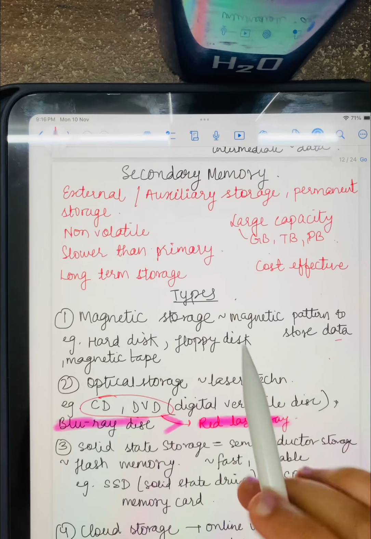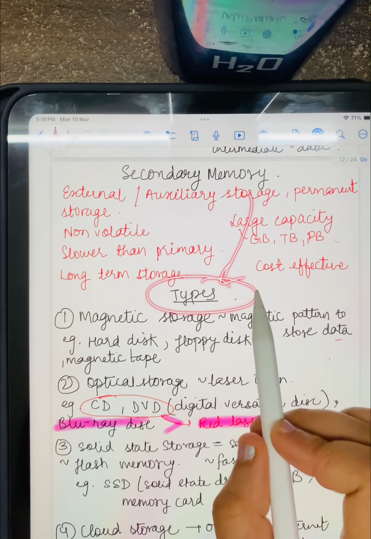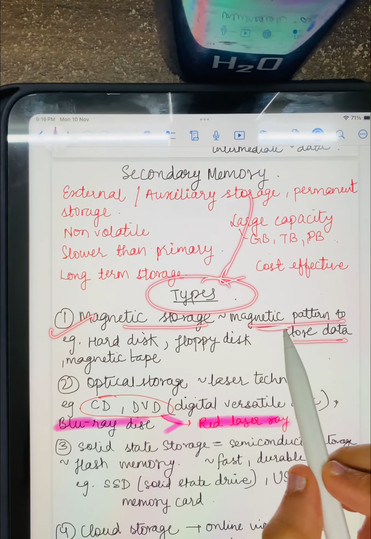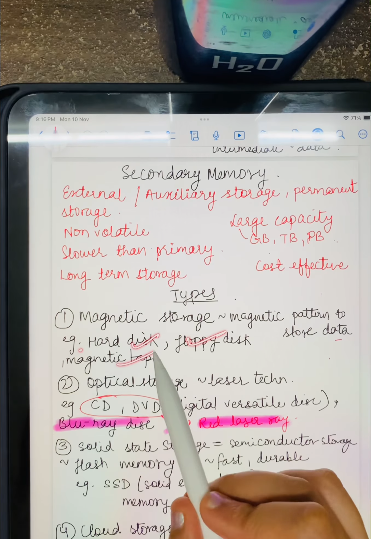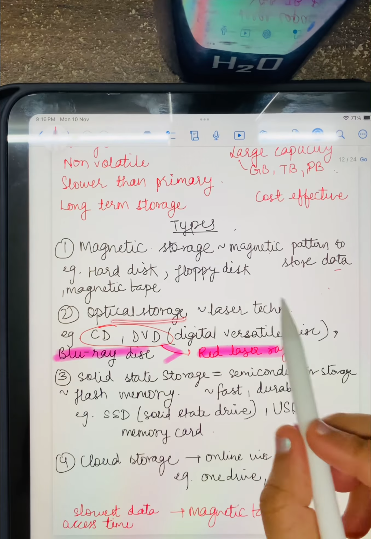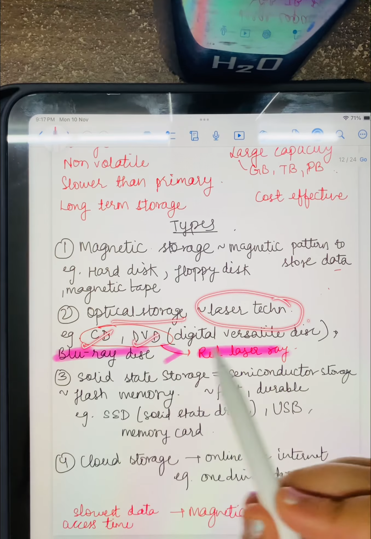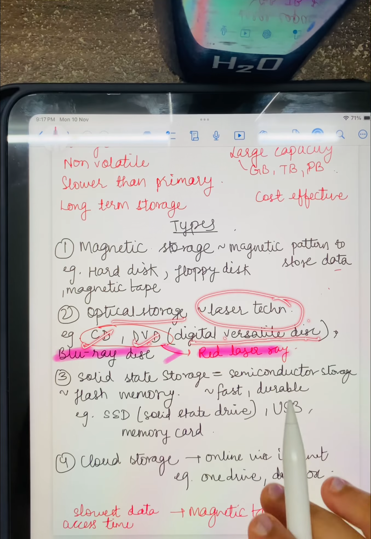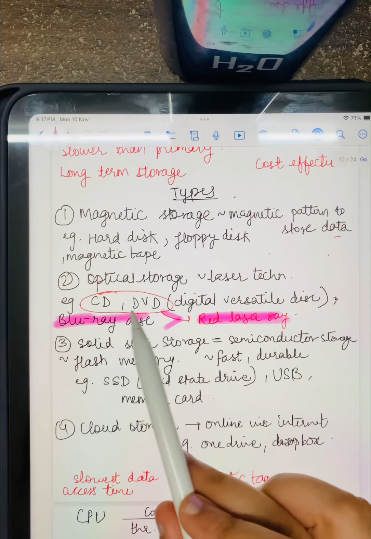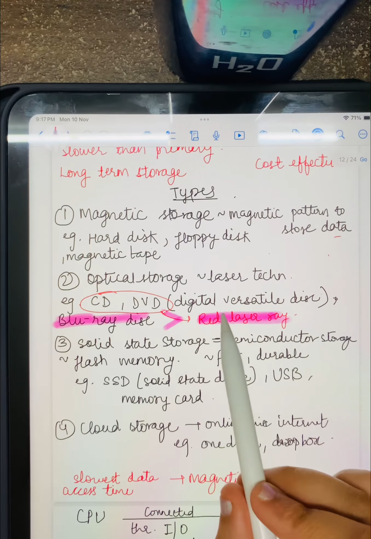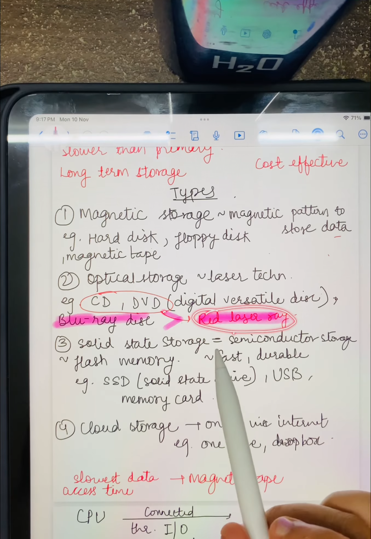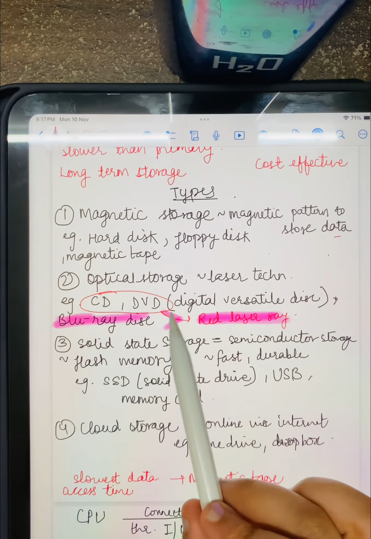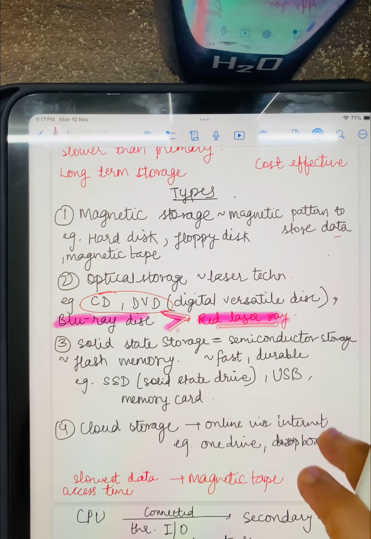So types देखते हैं हम secondary memory के types. First is magnetic storage, which uses a magnetic pattern to store data. Example, hard disk, floppy disk, magnetic tape. Second is optical storage. It uses laser technology. Example, CD, DVD, digital versatile disk. Both of these use a red laser ray. And one more is the Blu-ray disc, which is better than the red laser ray.